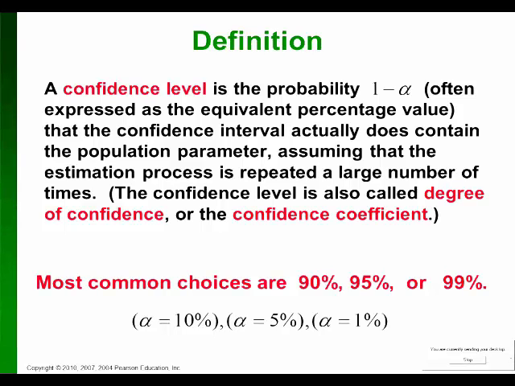The confidence level is also called degree of confidence or confidence coefficient. I'm not going to use multiple words for the same thing because it's confusing. I'm just going to say 95% confidence level or 90% confidence level. Whatever I give you for the confidence level, you subtract that from 1 to find out what alpha is. And we'll talk about why you need alpha in just a minute.